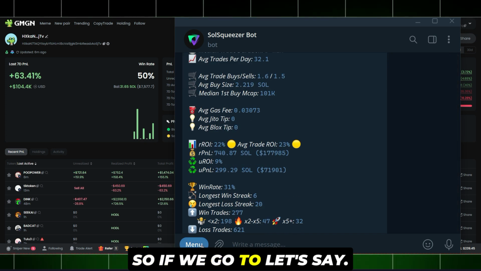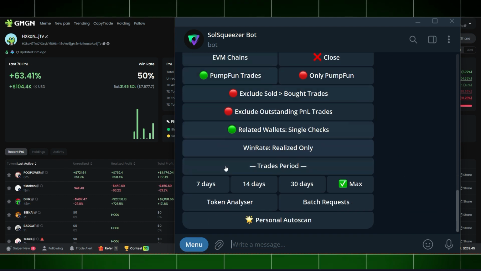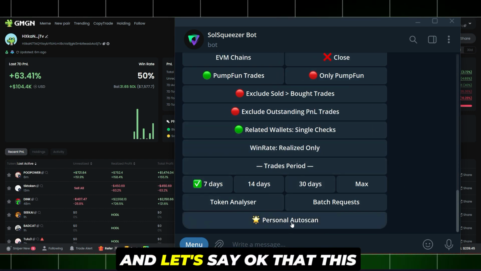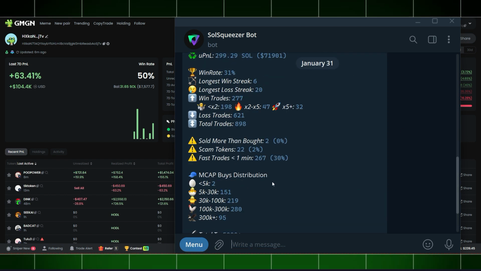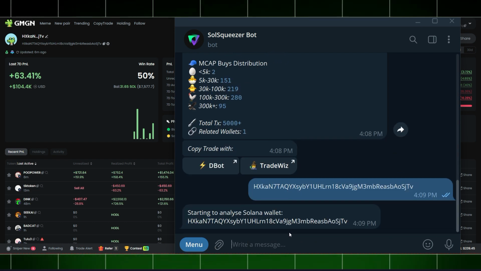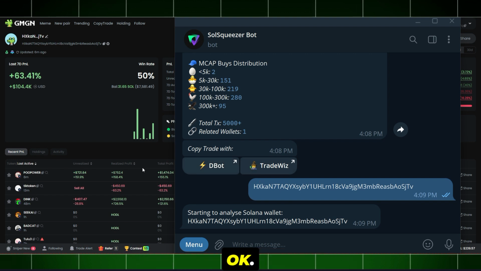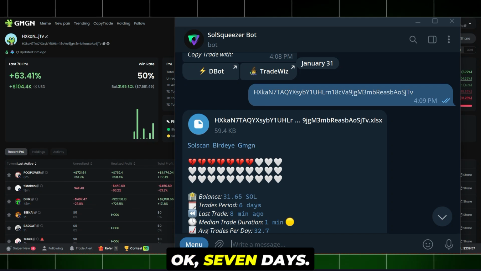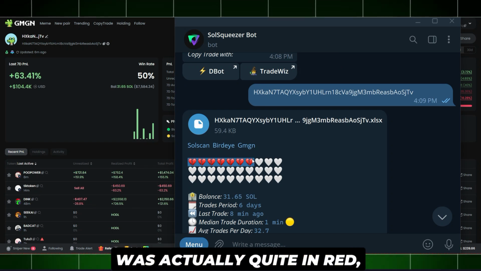So let's say that we want to change those settings, the bot settings, and we want to do 7 days, okay, so we'll be analyzing this wallet based on the last 7 days, okay? So we will see if this will also show us 7 days. Look, in the last 7 days, this wallet was actually quite in red, right?